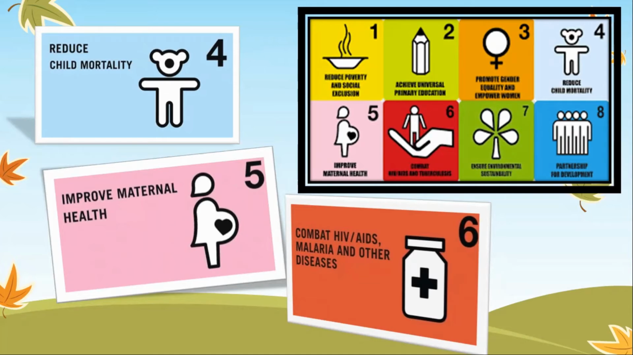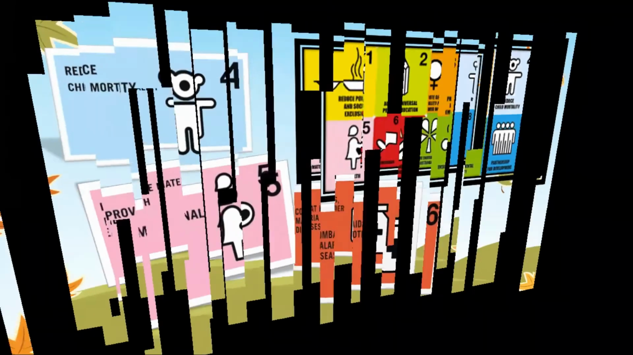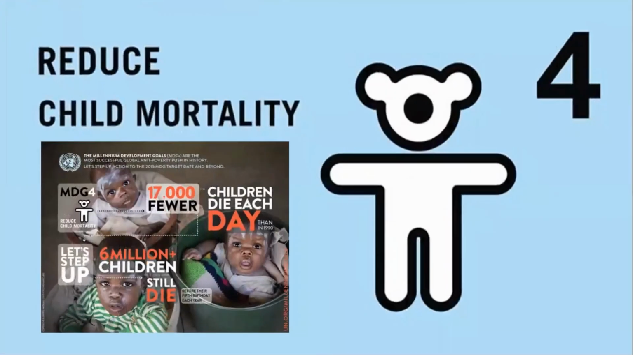The MDGs reshape decision making in developed and developing countries alike. So one of the 8 goals of the Millennium Development Goals is to reduce child mortality.